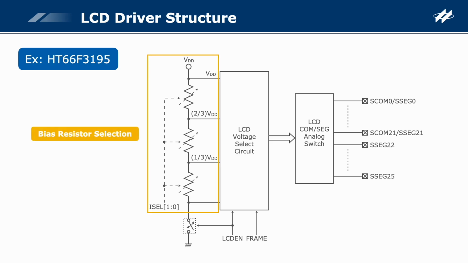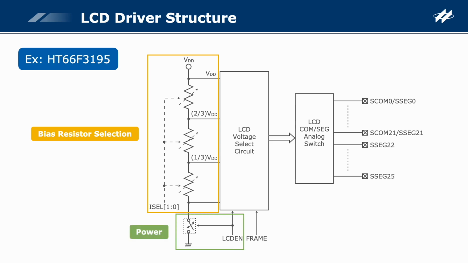The first part is the bias resistor selection. Choosing different bias resistors results in different bias currents. A higher current generally provides greater display contrast but increases power consumption. Conversely, a lower current reduces both contrast and power consumption.